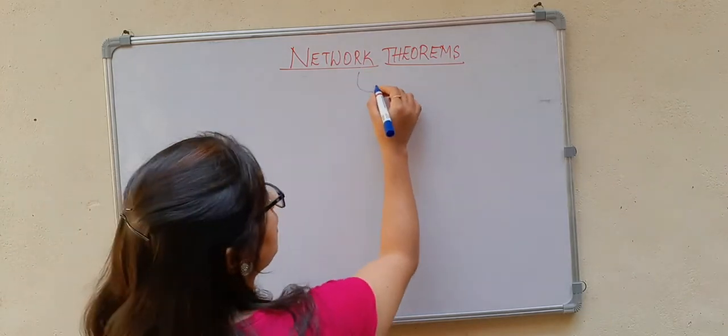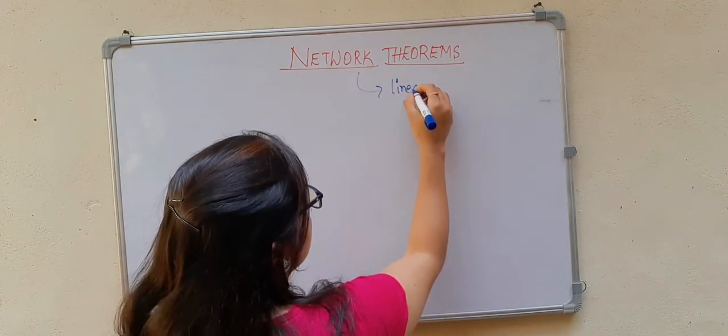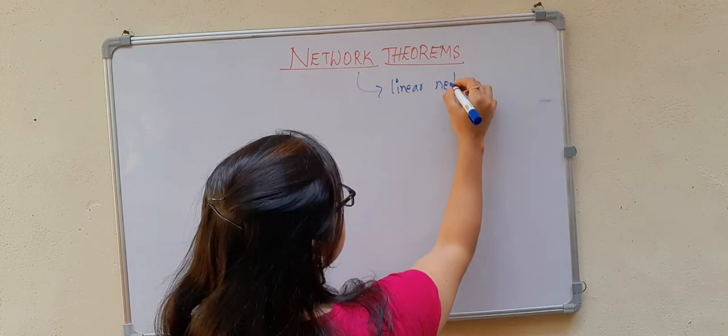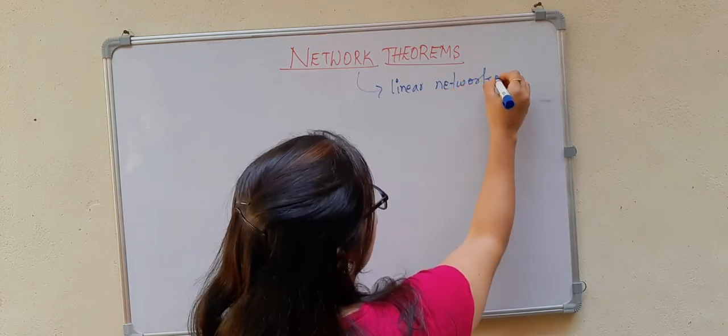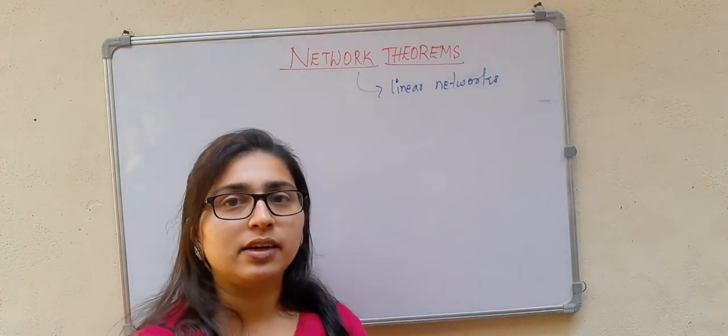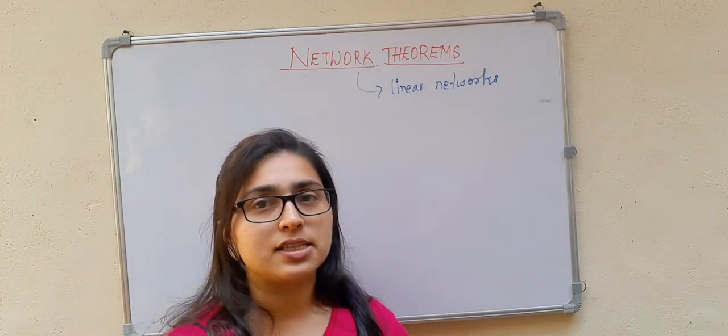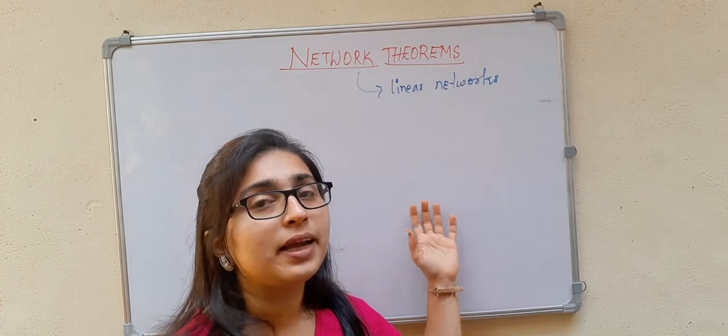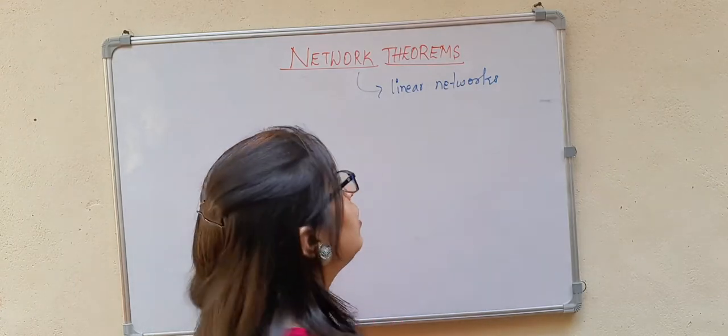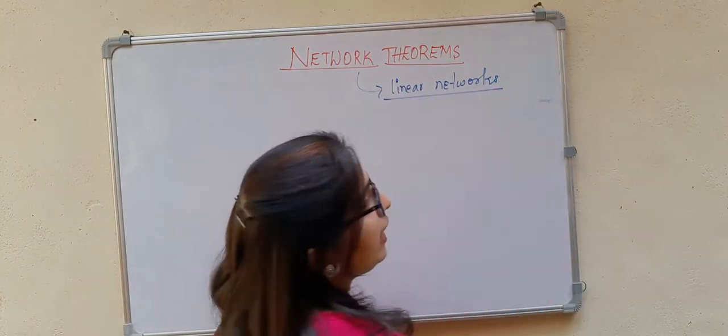These are applicable for linear networks. Linear networks are those which consist only of linear elements. Linear elements are resistors, inductors, and capacitors. So if a network consists of diodes, then we cannot apply these theorems. These are applicable only for linear networks.